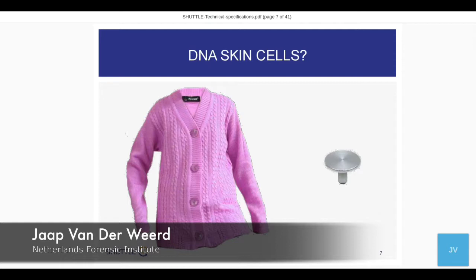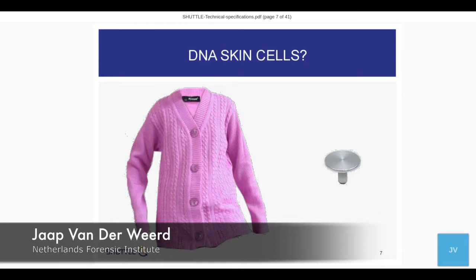If you want to look at small traces that may be present on a garment, as Sophia told, that may point towards a suspect, the guy who killed this lady or who assaulted her, whatever, we need to collect those traces. We need to recover them. Within different forensic groups, there are different ways to recover traces.